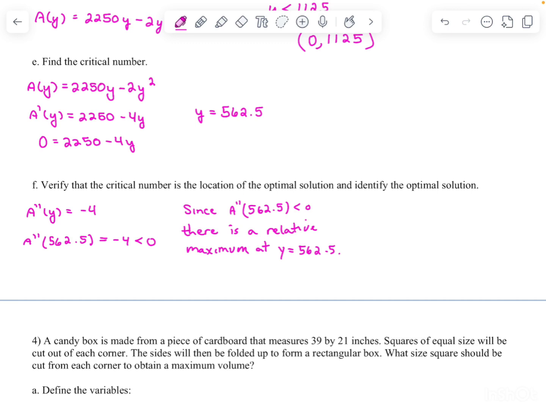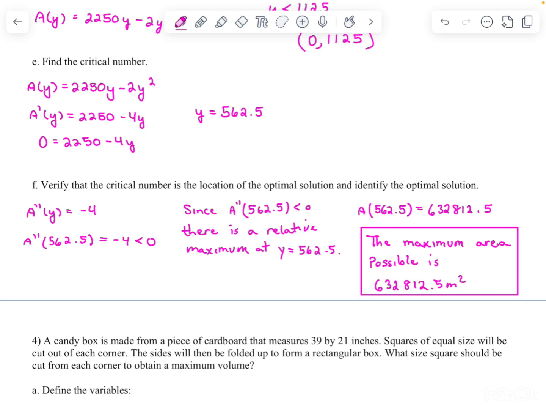What this means is that the enclosed area is maximized when the width is 562.5. To find the maximum area, we're going to evaluate the objective function when y is equal to 562.5. You can go ahead and do this in Desmos, and when you do, you'll get 632,812.5. So the maximum area possible is 632,812.5 meters squared. And we are done.